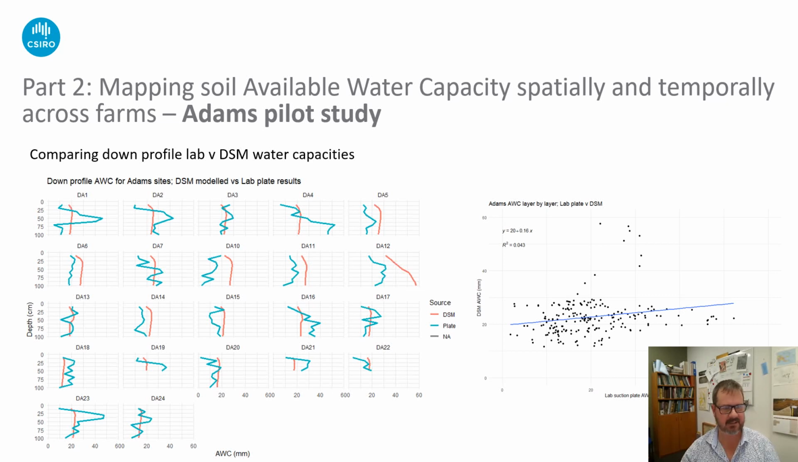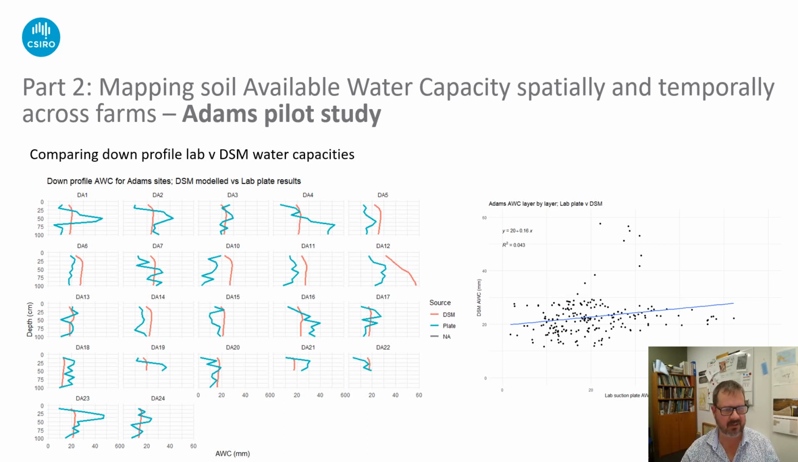So that's the value of the upper limit and lower limit, and we plotted that against the DSM profiles. So this is from the DSM profile. Red is from the DSM, and the blue lines are from the lab data. Now we see that the DSM has very much generalized the down profile spread.